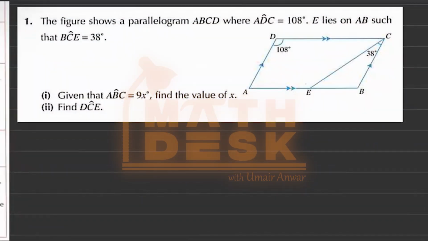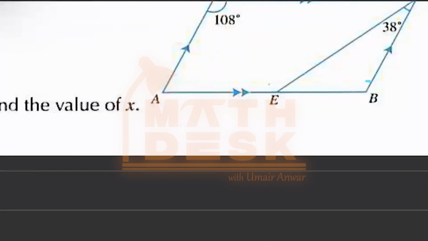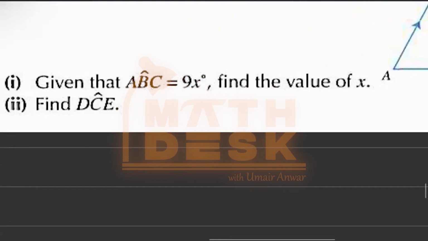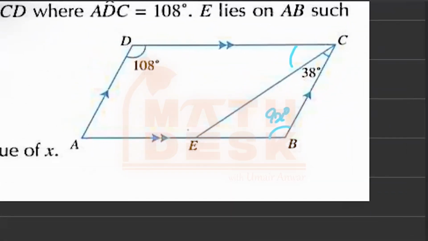The figure shows a parallelogram ABCD where ADC is 108 degrees. E lies on AB such that BCE is 38. Given that ABC is 9x degrees. So this angle over here, ABC, is 9x. Find the value of x, and find DCE. The other thing that we need to find out is this angle, DCE.